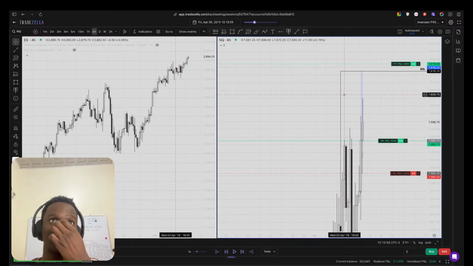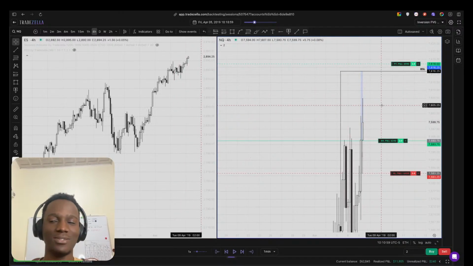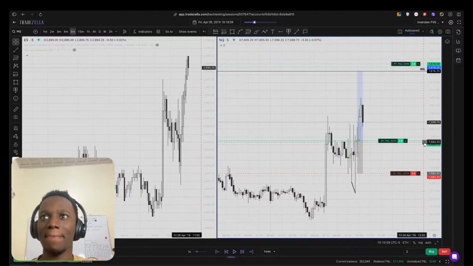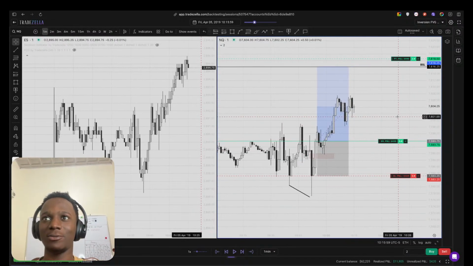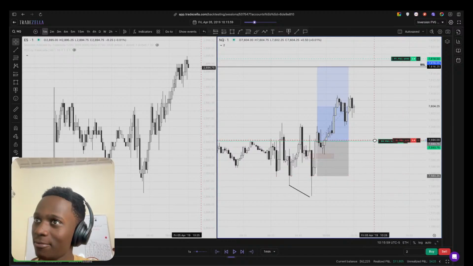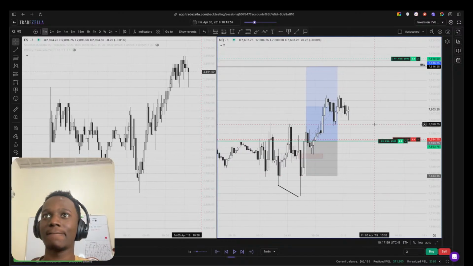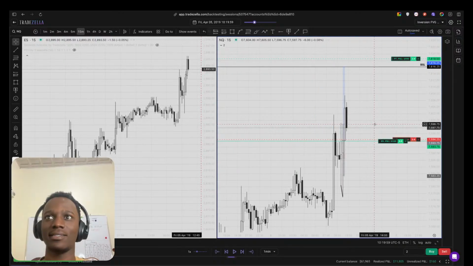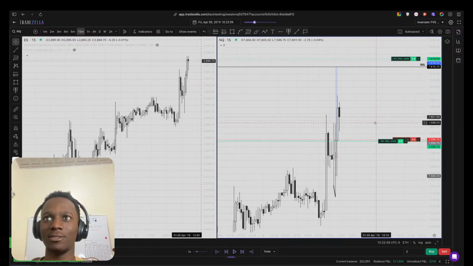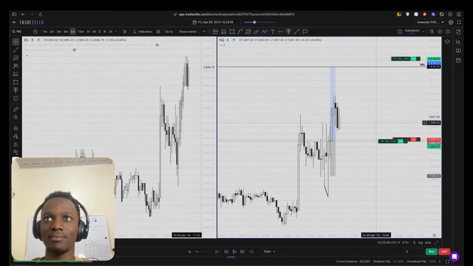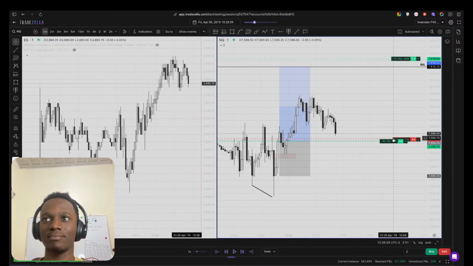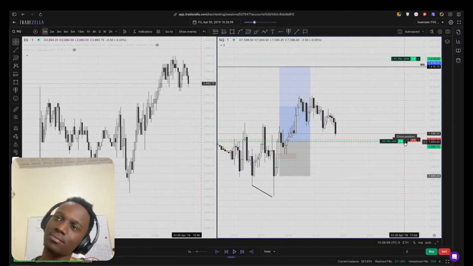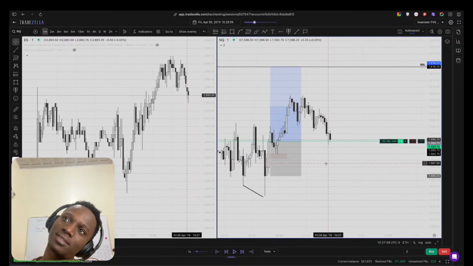Now checking the 4 hour, yes has already run the target. It's really obvious. I mean, I would like to see it break higher, but if it fails to do so, I have my break even there. Yeah, we are going to get stopped out here. I'm just going to close it. Break even.